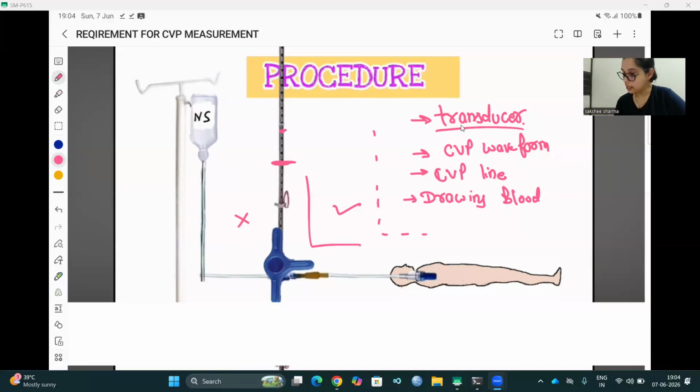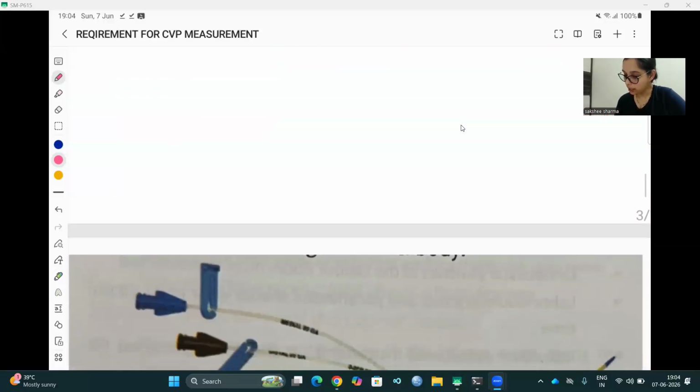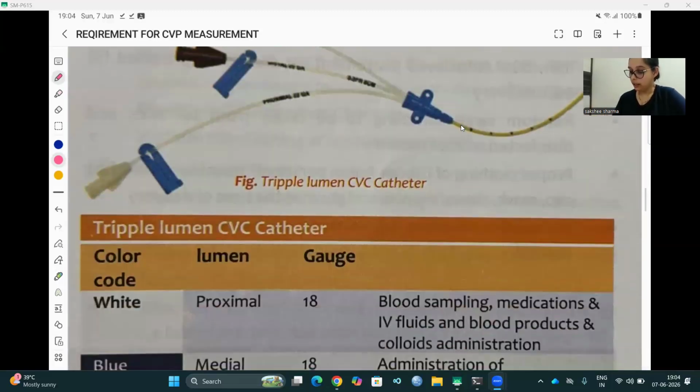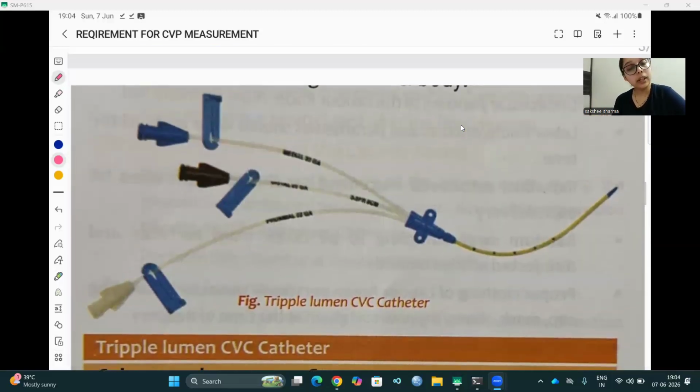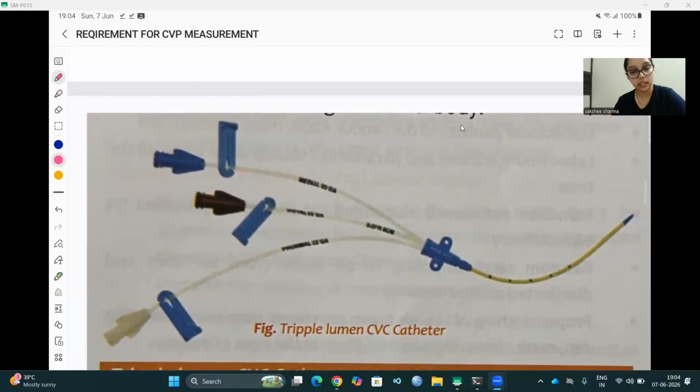Before ending the class, I would like to show you this triple lumen CVC catheter. This is what I was talking about. This is a triple lumen CVC catheter. We have 3 ports in this catheter, and we will talk about this catheter in our next class.